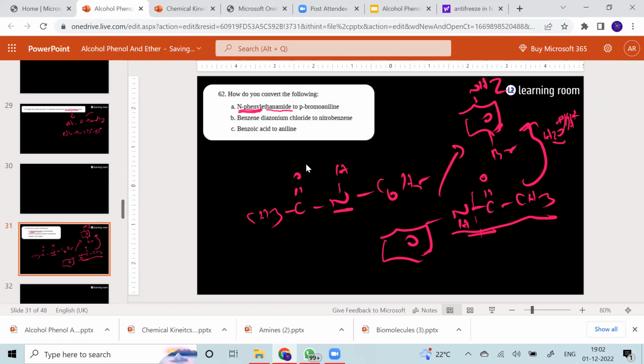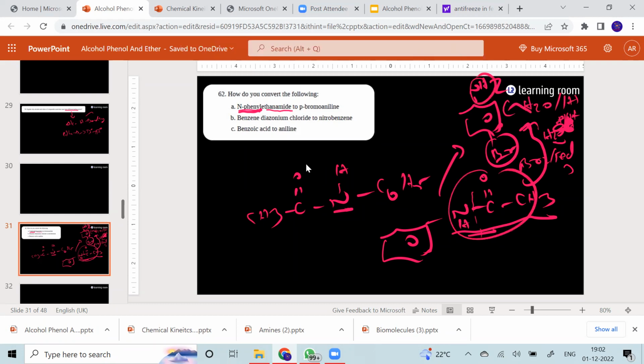But you should not do it first. The reason is the same as for phenol. It is highly activating, and the Br will go to all 3 positions. You have to get only para. So first you have to go for bromination, that is Br2 in the presence of FeCl3, so that Br will come here. After that, you go for hydrolysis, H2O in the presence of H plus, so that this entire part is converted into NH2. That's very simple.